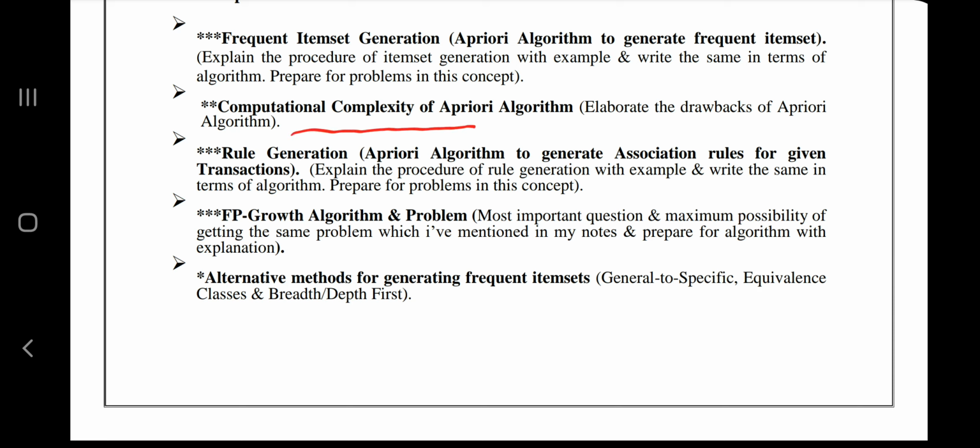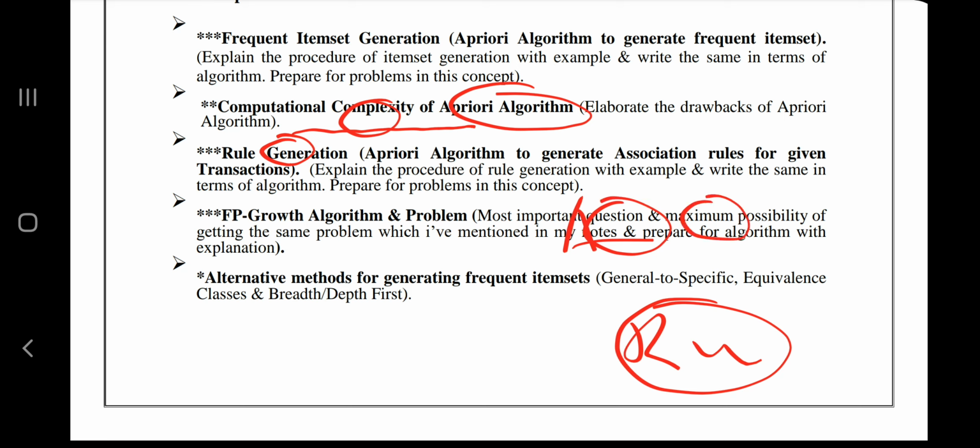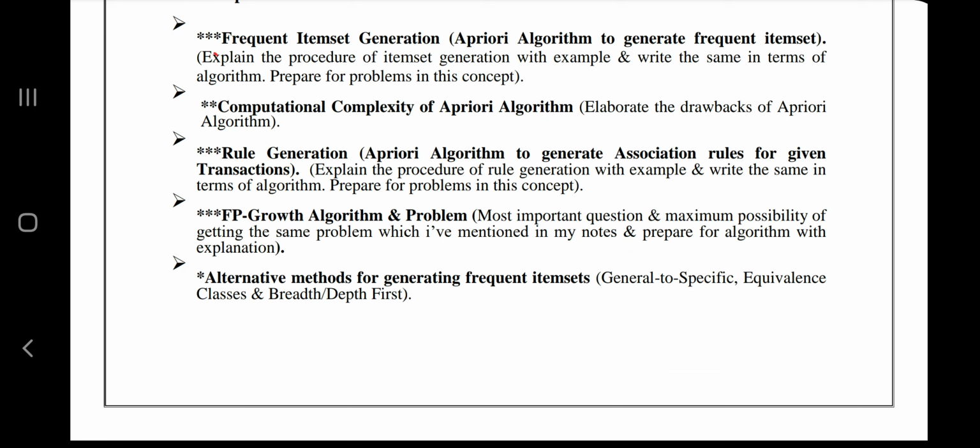Computational complexity of the Apriori algorithm. This is just about the drawbacks and disadvantages of this algorithm. And rule generation means that after using an algorithm, we will have some rules. Based on the rules, you will classify which results to take and which results to discard. Okay, so that is known as rule generation. It's closely associated with this algorithm itself. Okay, so write the procedure for rule generation.